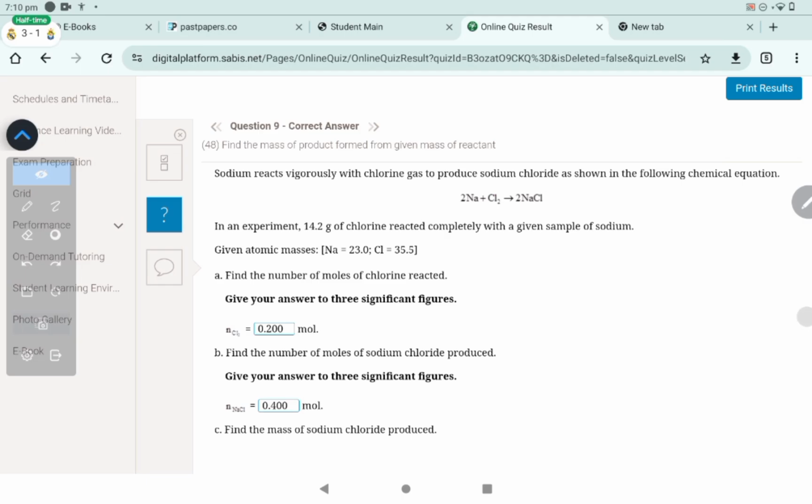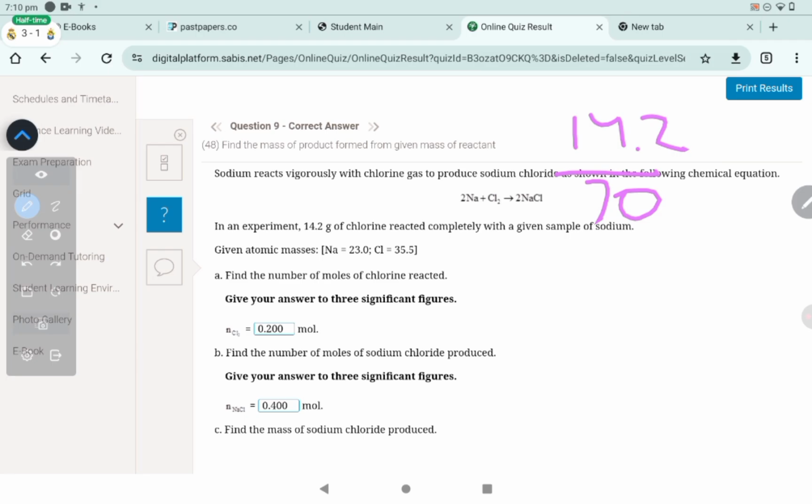Alright, so here we're gonna have to find the moles. First off, they want the number of moles of chlorine reactor. We have 14.2 grams of chlorine, and chlorine is diatomic, so the molar mass is 70. We do 14.2 over 70. We get 0.2, so 0.200.